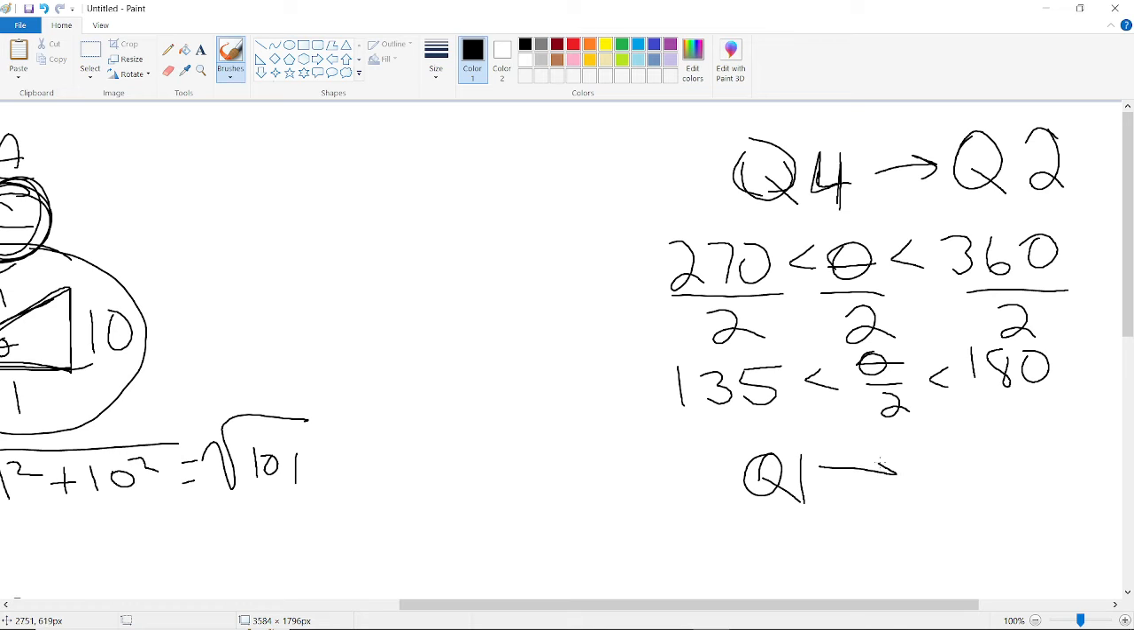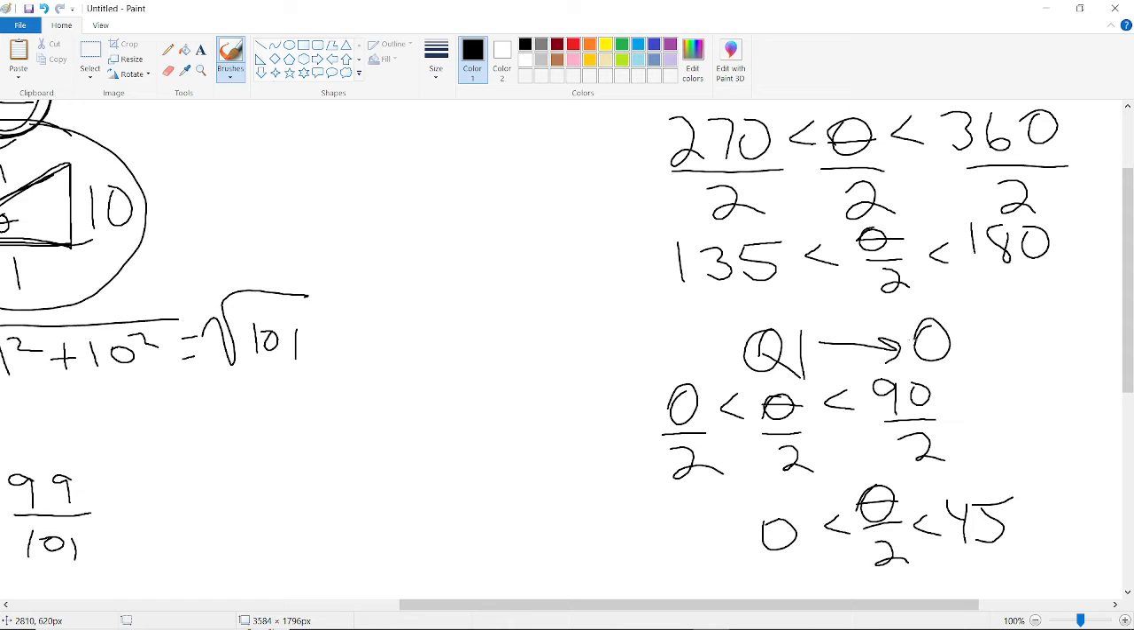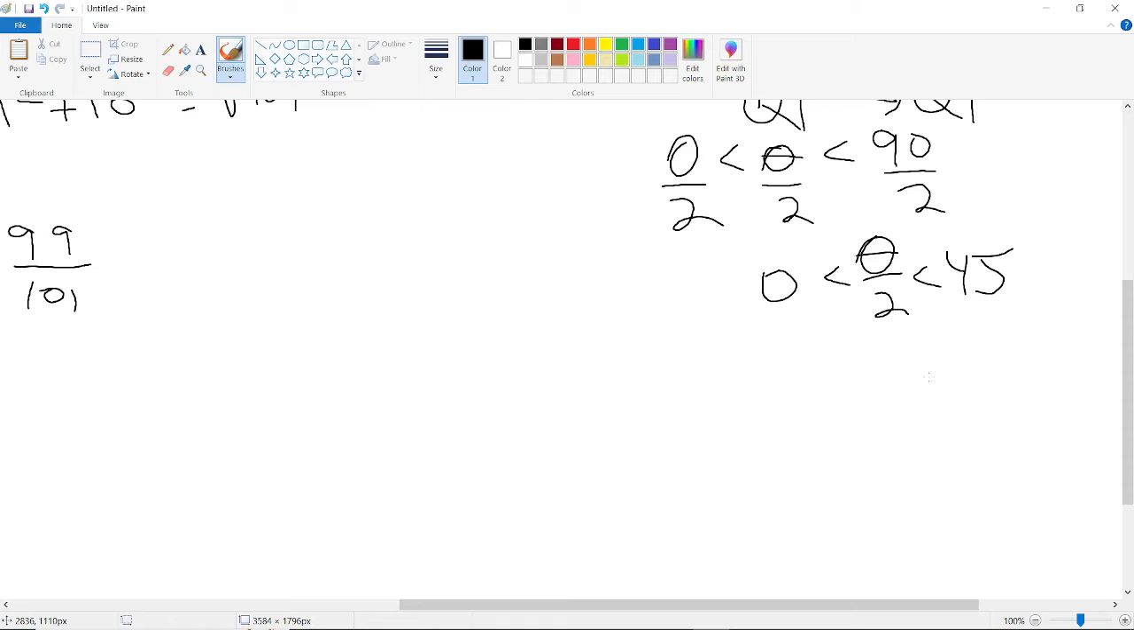If the original angle is in the first quadrant, that means 0 is less than theta is less than 90. And again, you can write these in radians if you want. So we divide all of them by 2. 0 divided by 2 is 0, is less than theta over 2, is less than 45. Still in the first quadrant. So if our original angle is in the first quadrant, we are still in the first quadrant.